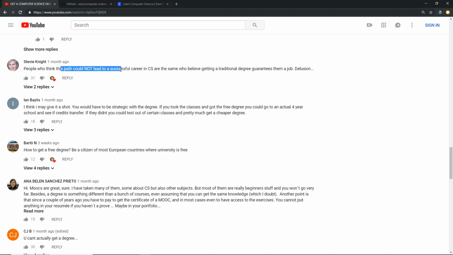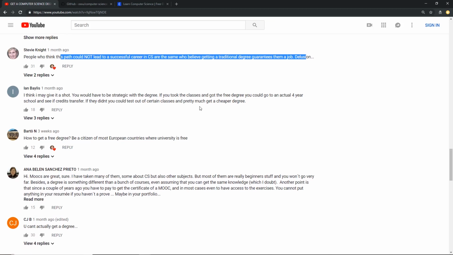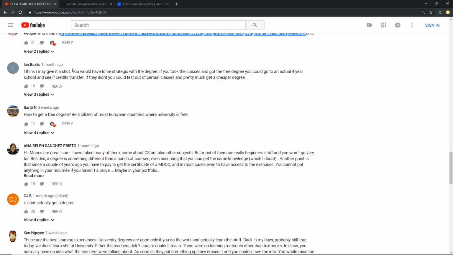People who think this path could not lead to a successful career in CS are the same who believe getting a traditional degree guarantees them a job. Delusion. That's true. I mean, if you get a computer science degree, you're not guaranteed a job. If you get any sort of degree, you're not guaranteed a job. It's still a ton of work. It's still about talking to a lot of people and working. So yeah, it definitely does not guarantee you a degree.